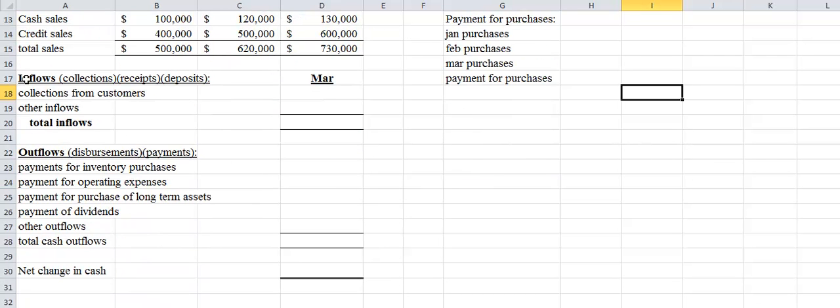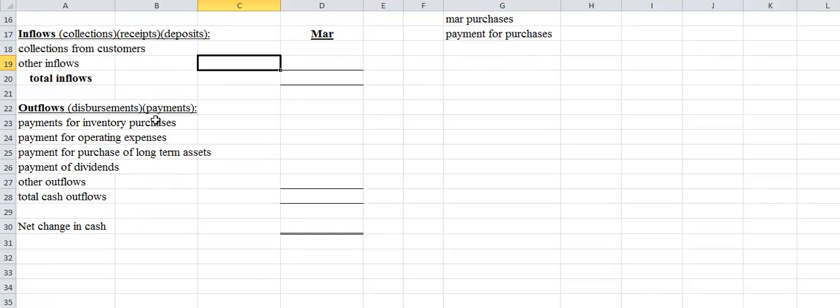A cash budget would have inflows, sometimes called collections, receipts, or deposits, anything that increased cash. And the most typical and the largest one are collections from customers, either from cash sales or credit sales that are later collected. There may be other inflows. They would have to tell you about them if there were, maybe proceeds from getting debt or some other activity.